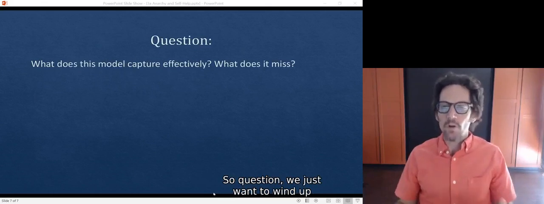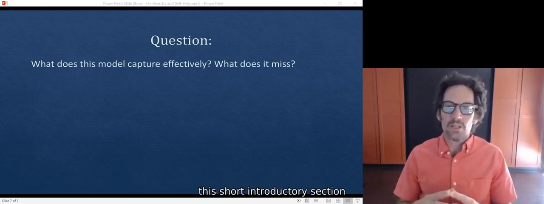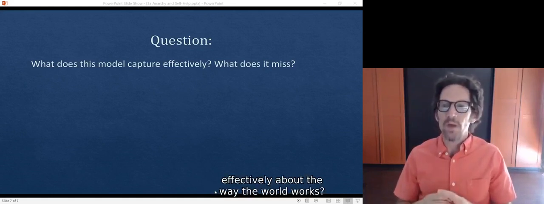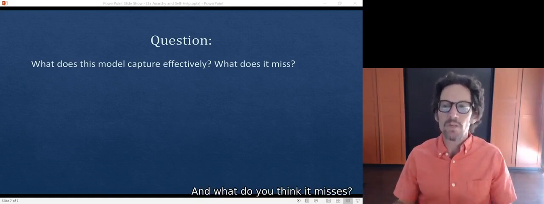So, the question we just want to wind up this short introductory section with is, so far at least, what do you think this model captures effectively about the way the world works? And what do you think it misses?